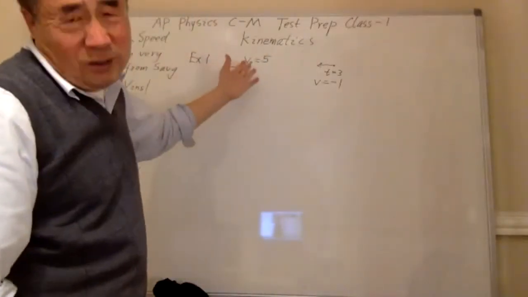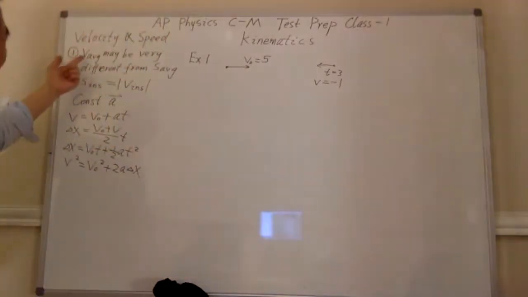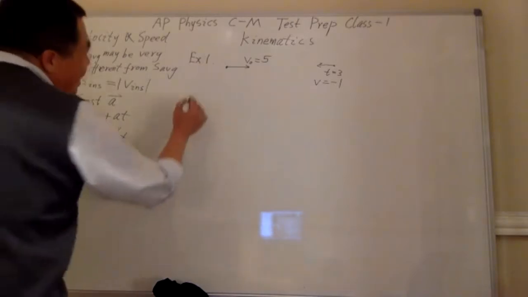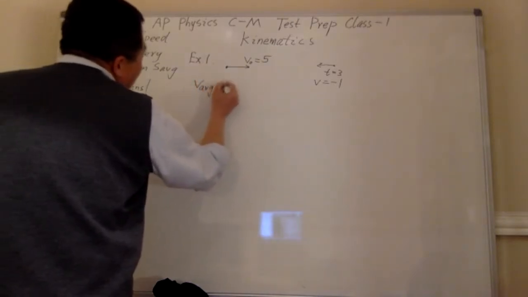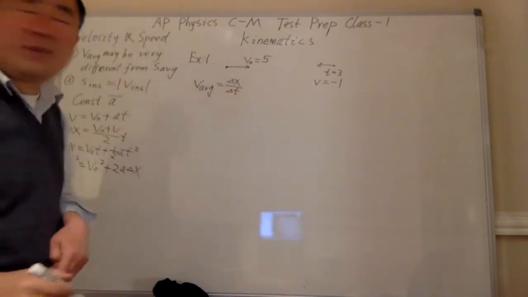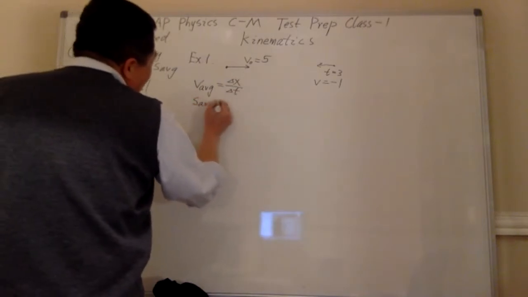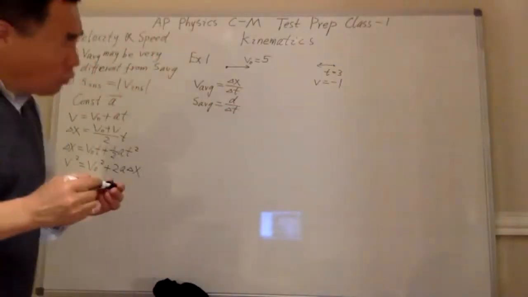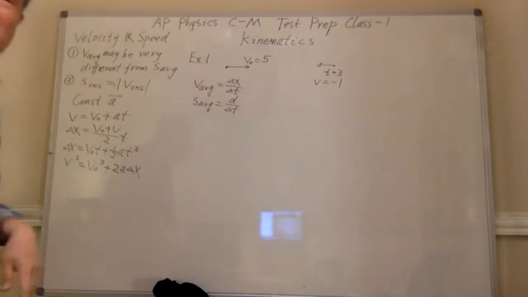Then we try to clear up some concepts. About average velocity, you need to know the definition. The definition is that average velocity always equals displacement divided by delta t. The average speed is equal to the total distance divided by delta t. So that makes the difference: one is displacement, another is distance.